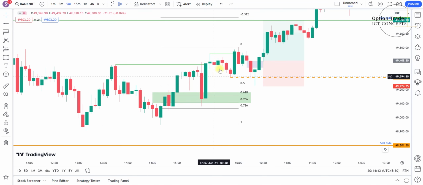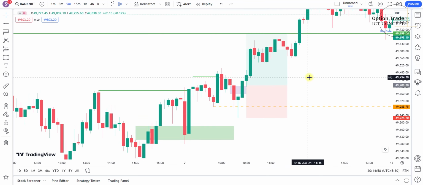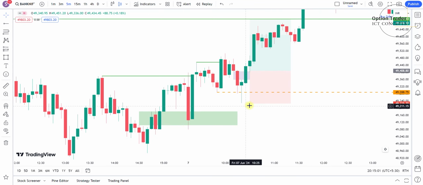And in the inversion FVG, I really took the trade and kept my SL. If the price is not going to the target and if it is hitting the SL, I would have exited here and I would have re-entered somewhere else here.